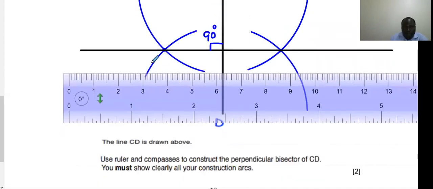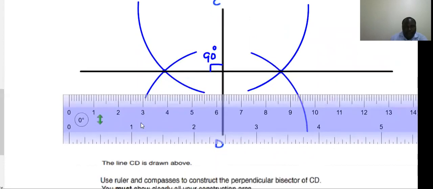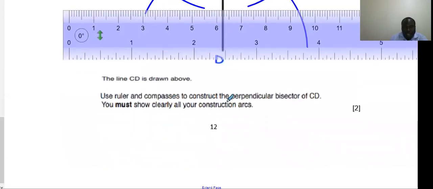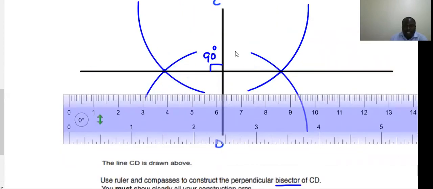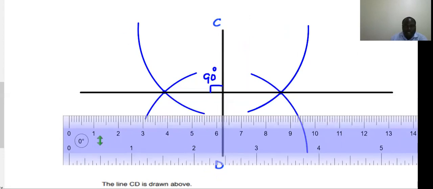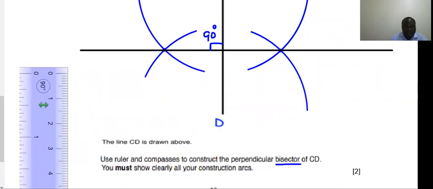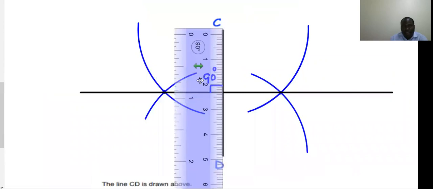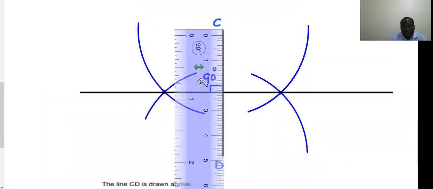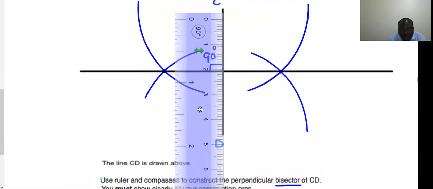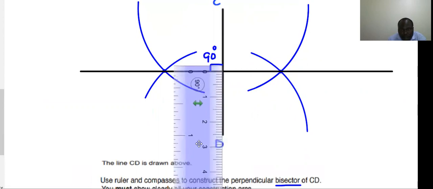Okay, now another surprise is, why do we say a perpendicular bisector? Because this line has divided the line CD into two equal parts, and you can take your ruler and measure these two portions. You see, this is exactly somewhere around 2.3. And when you do the same thing here, you get the same thing.